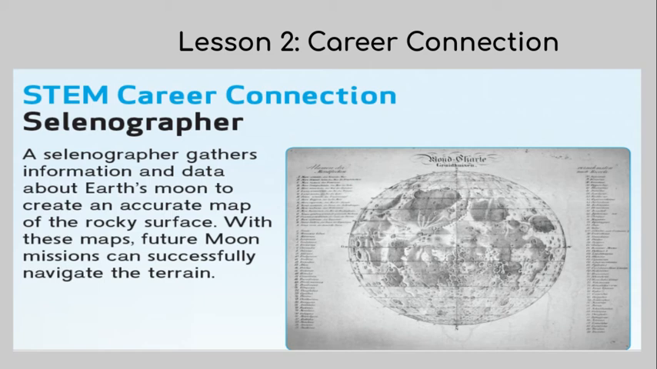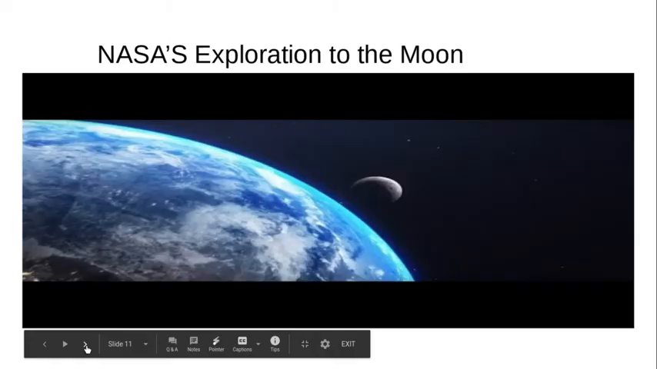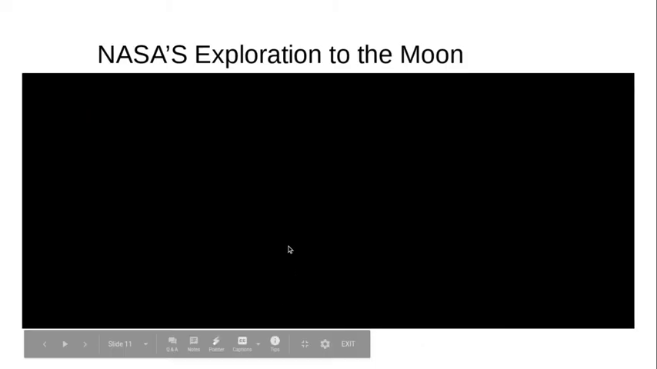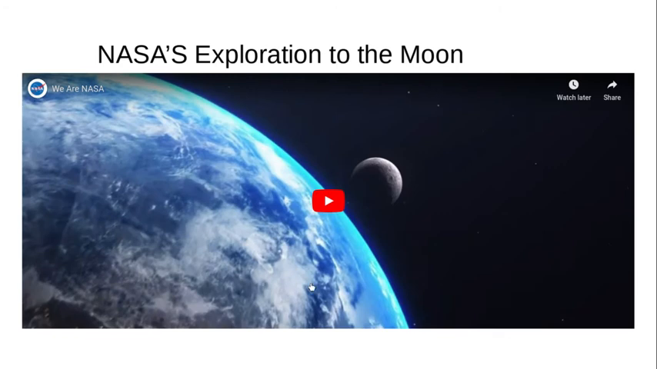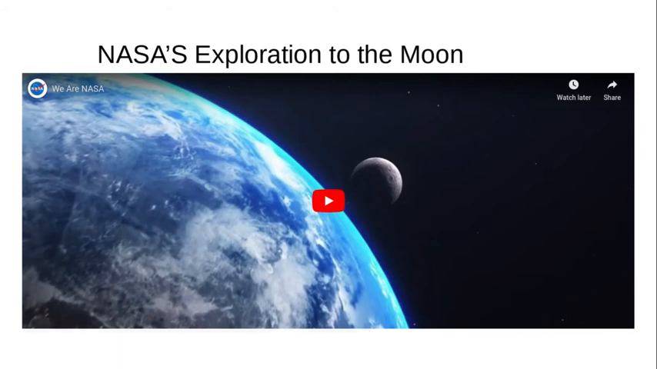So boys and girls, a selenographer basically takes the data that has been collected, and we're going to talk about how that data is collected next. And they take that data and they create maps for future missions. And so not we, but NASA is planning the next mission to the moon. I'd like you to just watch this video clip about NASA's exploration to the moon and how they're planning for the next exploration. And think about how a selenographer would help this process, okay?